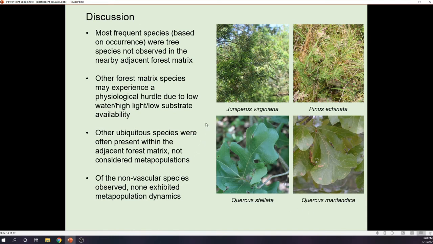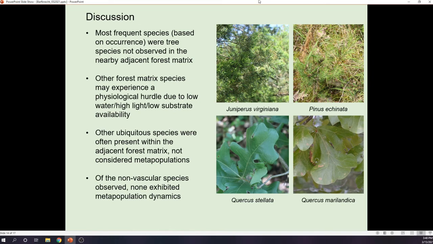Other adjacent forest matrix species may not be able to colonize some of these areas due to the physiological hurdles that the species has to be able to overcome, such as the dry conditions with low water, or the really high light, or the very large lack of substrate, because several areas within these sites are just bare sandstone. So there's not really a developed soil that a lot of plants can actually develop roots into.